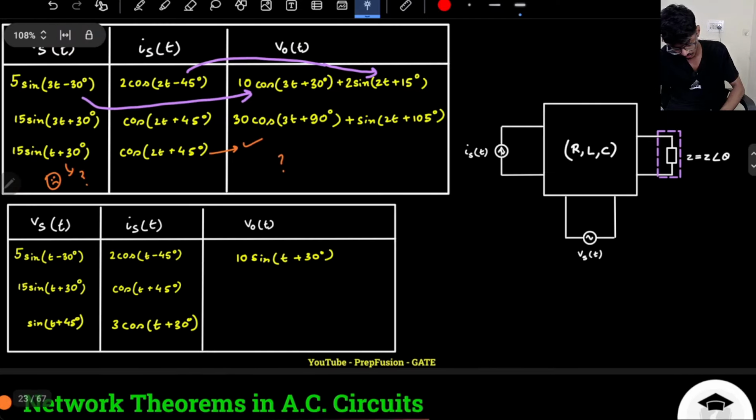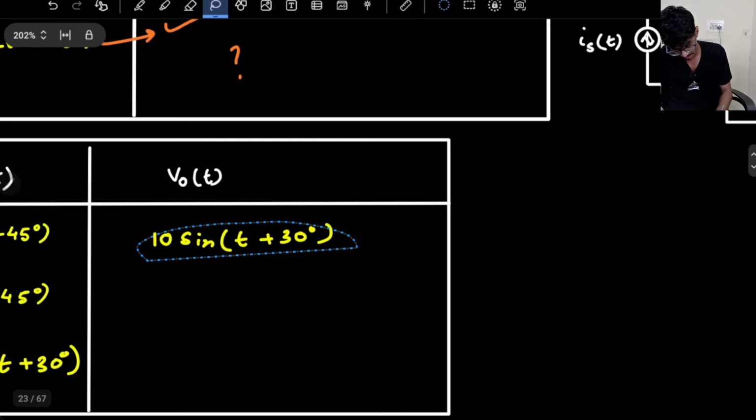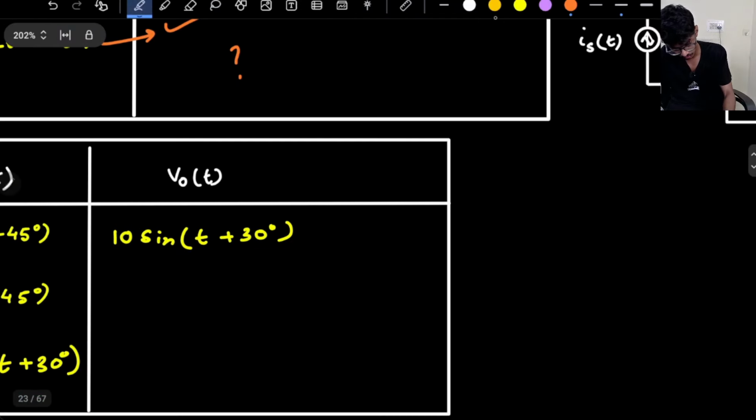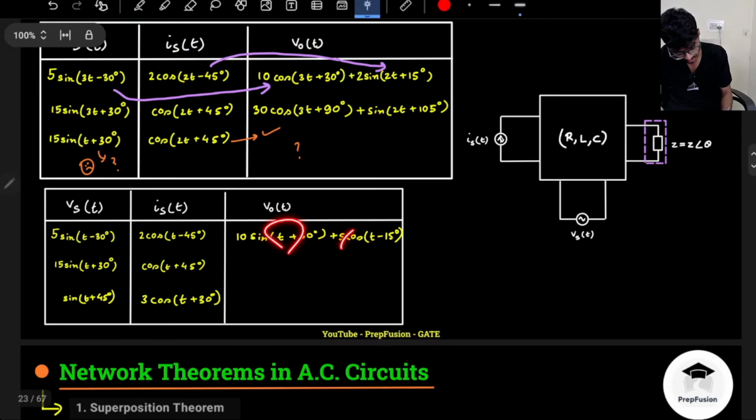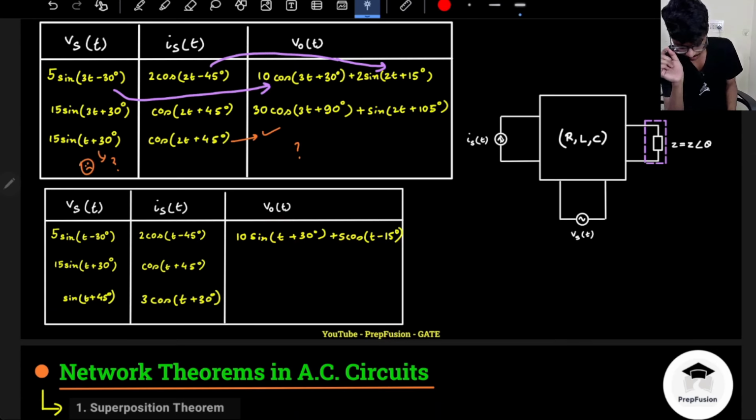source, right? So basically what I mean by this is, let's say this is 10 sin t plus 30 degrees, and due to the current source I am getting something like 5 cos t minus 15 degrees. Okay, but both of these are frequency components of 1 radian per second, right? So I don't know whether this response is due to this one or is due to this one. I don't know. Can you tell me?